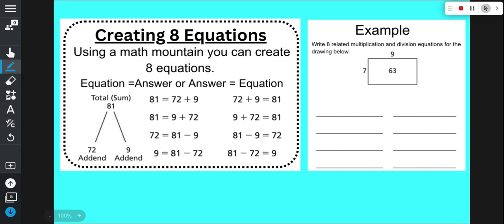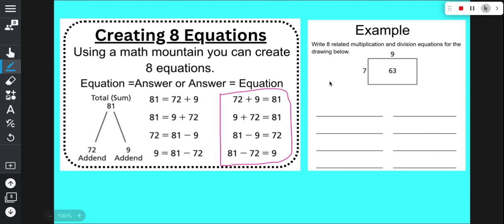Our next topic is creating equations. Looking at a math mountain, we can create 8 different equations. In order to create our 8 different equations, we typically are going to see equations that probably look like this. This is what we're used to, where we start with the equation and it equals the answer. The opposite is when we start with the answer and then write the equation.